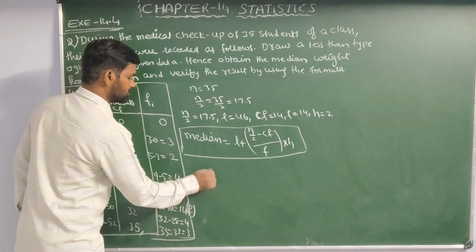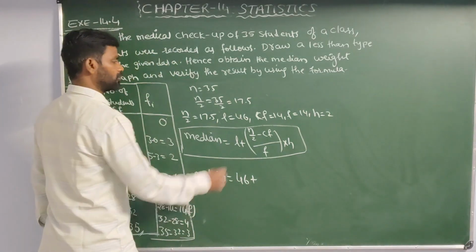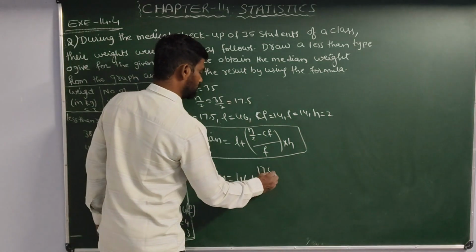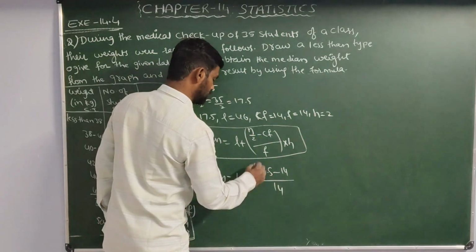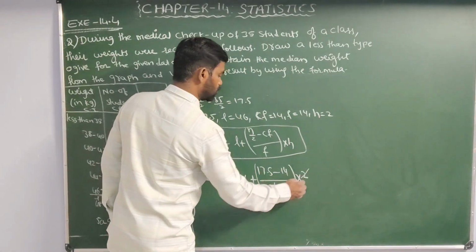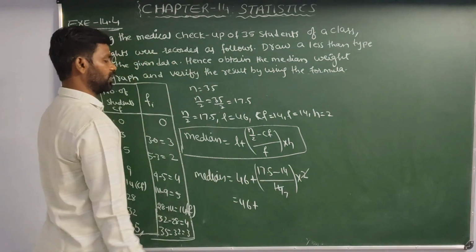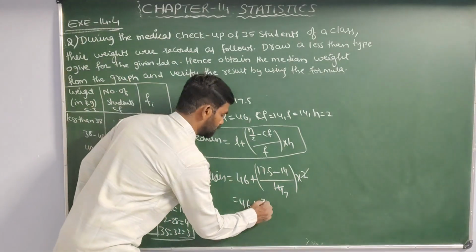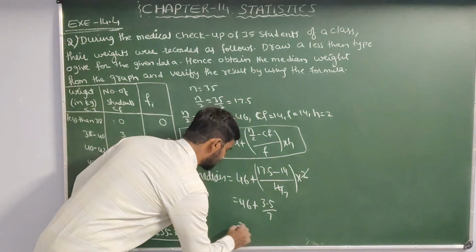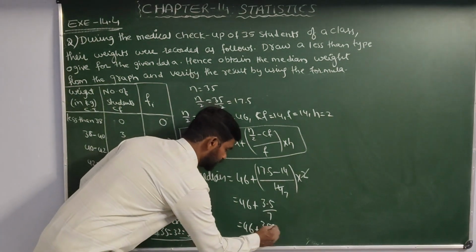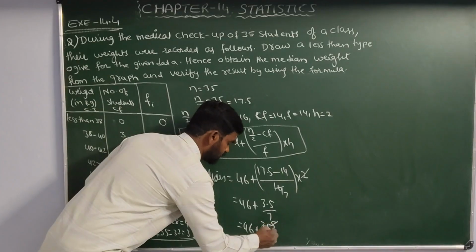So substitute in this: median is equal to L, the L value is 46, plus N by 2, which is 17.5, minus CF, which is 14, divided by F, which is 14, into the H value, which is 2. It is equal to 46 plus 17.5 minus 14, that is 3.5, divided by 7. Okay, so we may write that as 46 plus, removing the decimal, 35 by 7 into the decimal point after one digit, so we can write it as divided by 10.